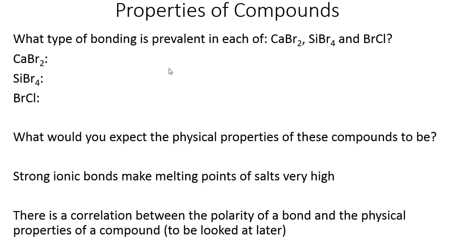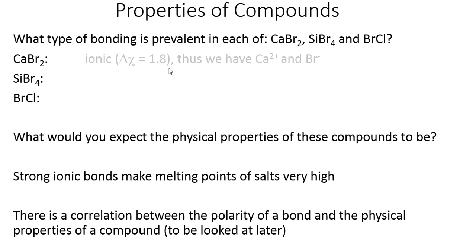In the final section of Unit 7, we are going to look at how the type of bonding can affect the physical properties of compounds, such as boiling points and melting points. And we're going to look at three different examples: calcium bromide, silicon tetrabromide, and bromine chloride.